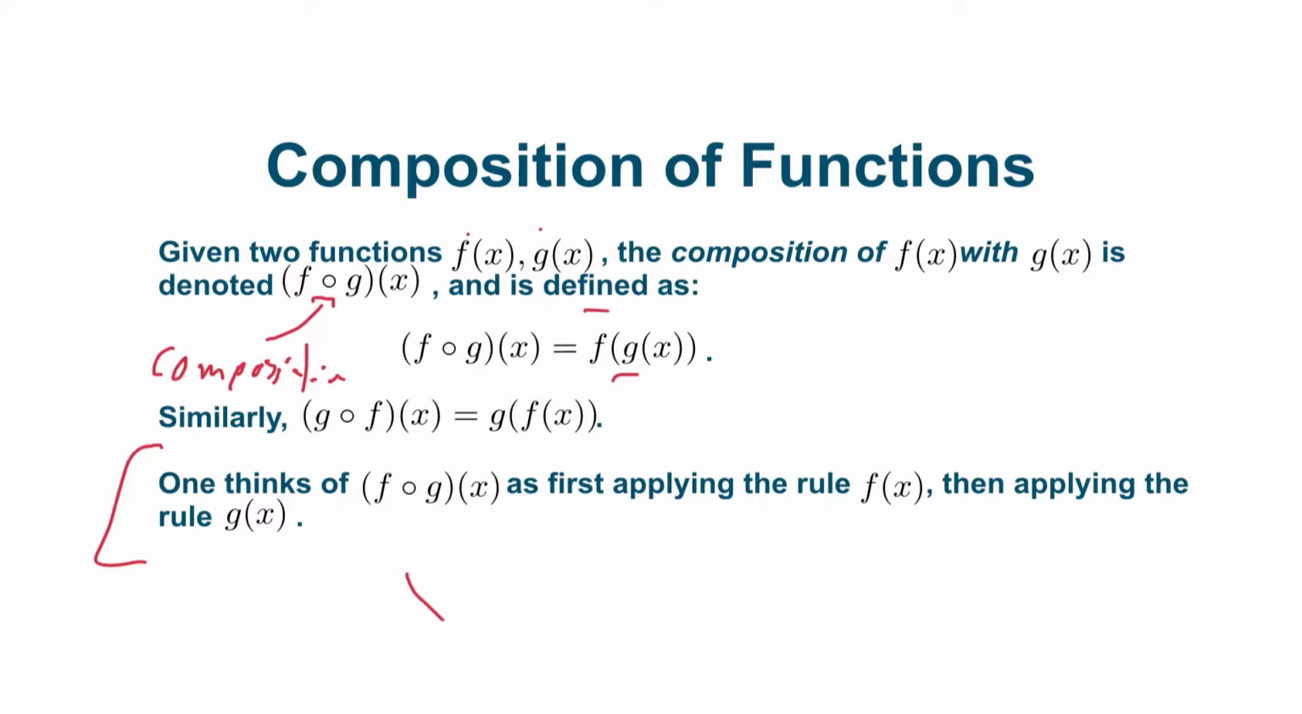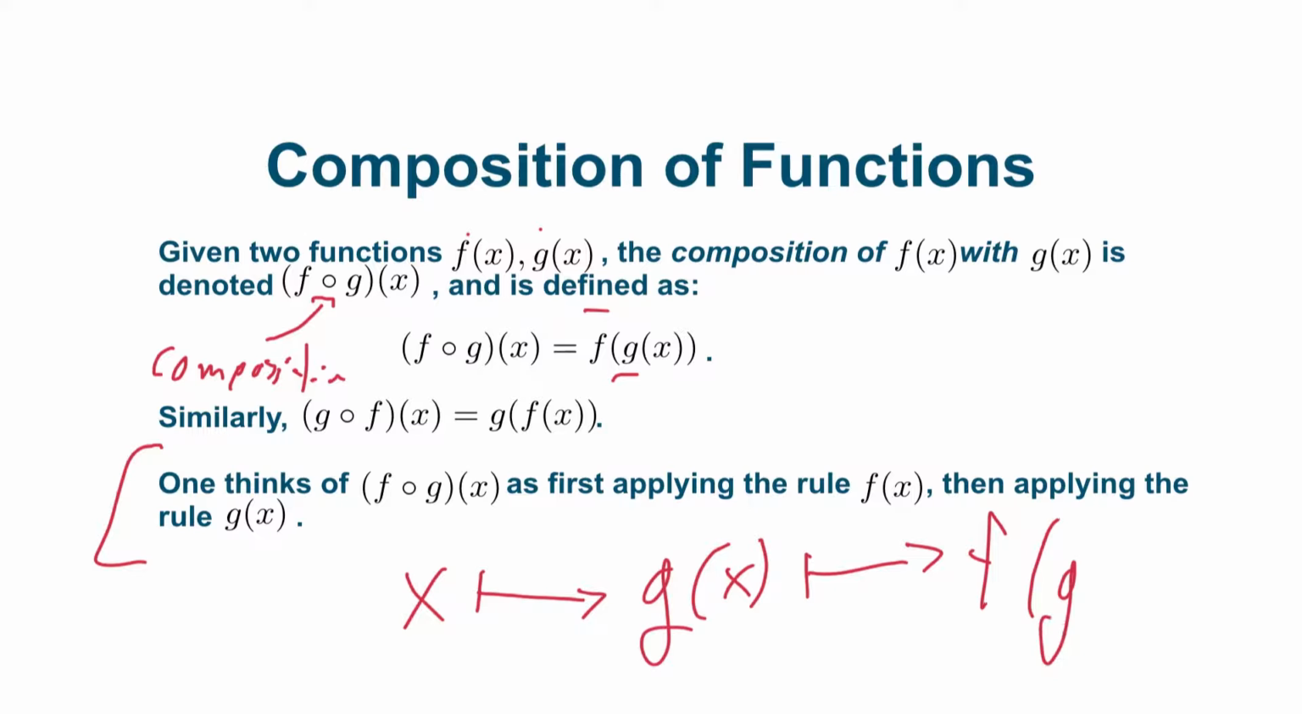Intuitively, one thinks of this as first applying g, then f. The picture is I have some input x. First it gets mapped to g of x, and then it gets mapped to f of g of x. So I'm just iterating the application of functions.